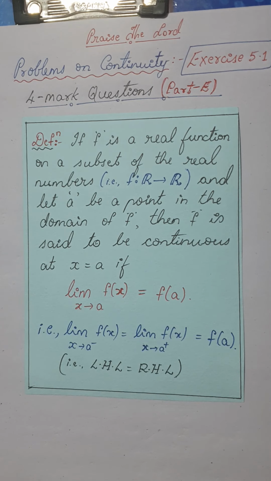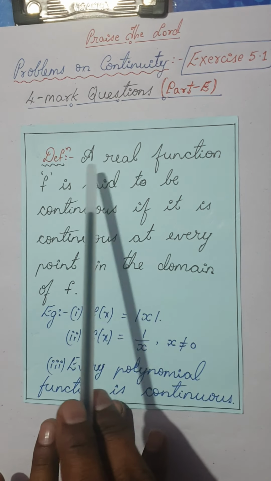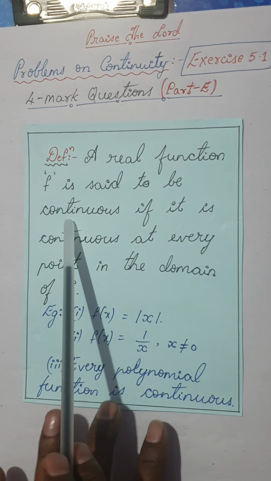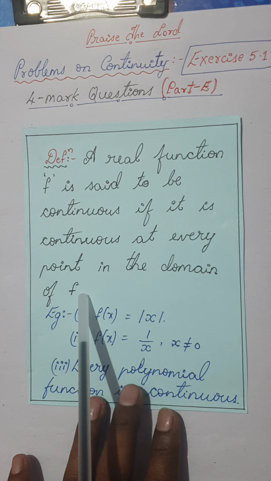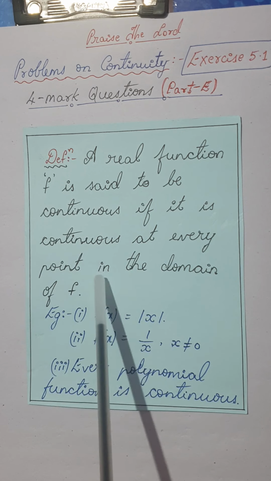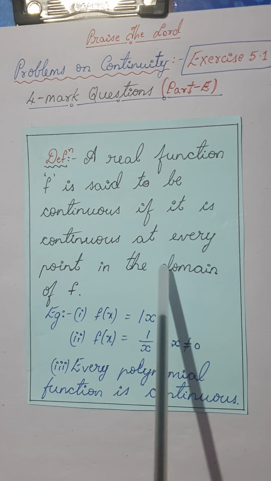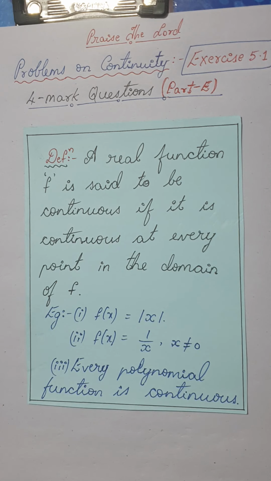Now let us see continuity in the domain itself. A real function f is said to be continuous if it is continuous at every point in the domain of f. Previously we saw continuity at a point, but here, if it is continuous in the entire domain of f, then we call that function a continuous function.